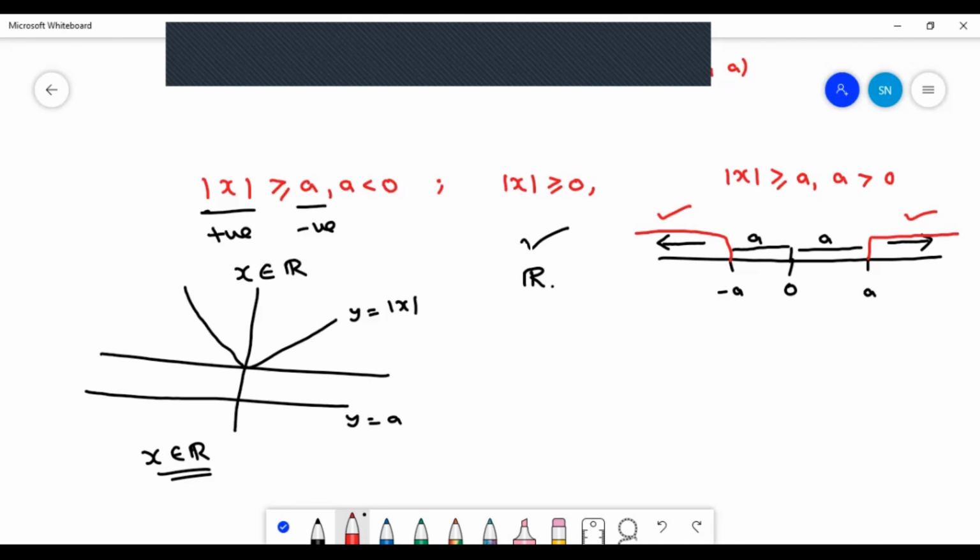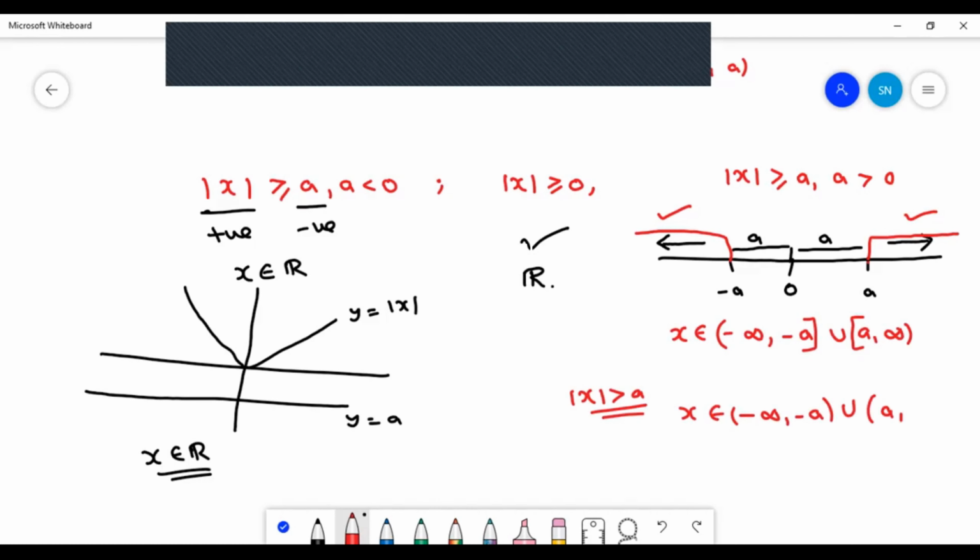So what is the solution set here? x belongs to minus infinity to minus a, union a to infinity. Infinity is always open, as this is not the extended real number system. What about a? A is included, so it's a closed bracket. Suppose mod x is strictly greater than a, then the corresponding solution set is x belongs to minus infinity to minus a, union the open interval a to infinity.